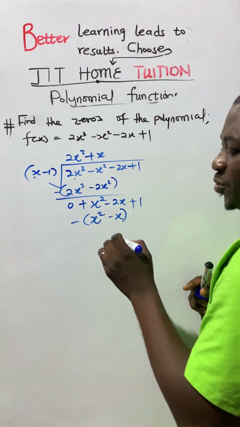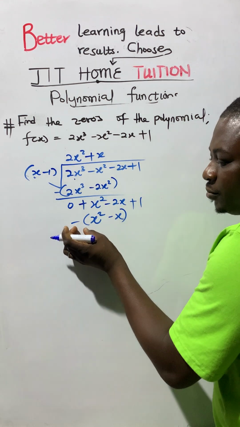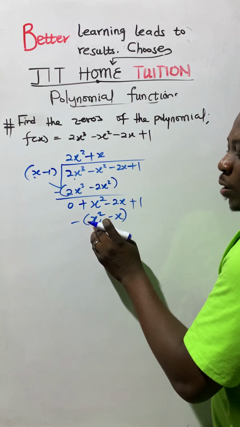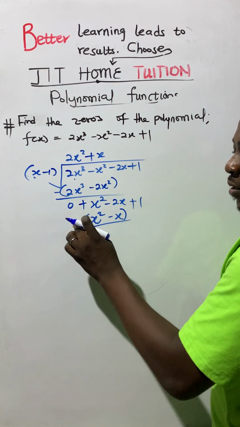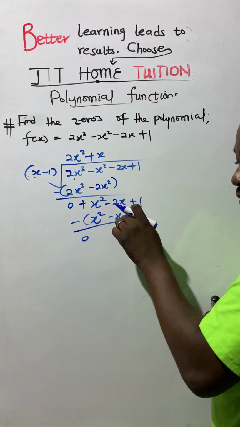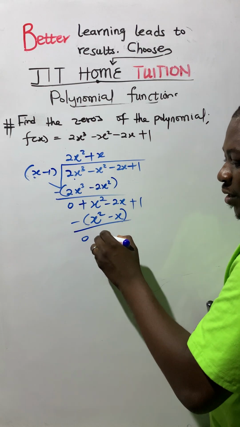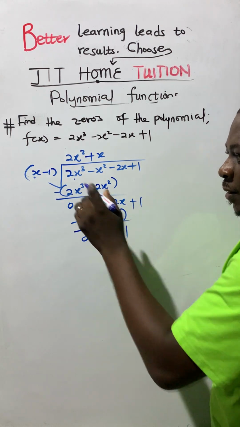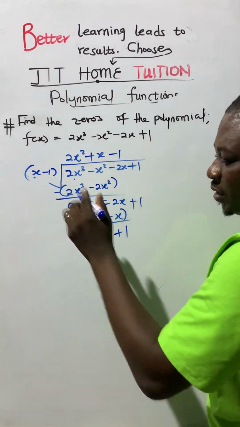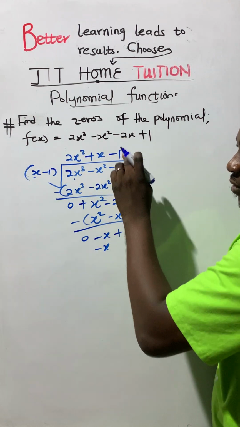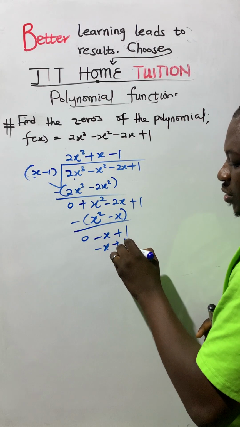X. Then you subtract. So here, the negative will affect this one, making this one negative plus this, and that will be 0. The negative will affect this one, making this one positive plus this. So you have negative x plus 1. So it will come here to divide, and that will give you -1. -1 times x is negative x. -1 times this, that will give you positive 1.